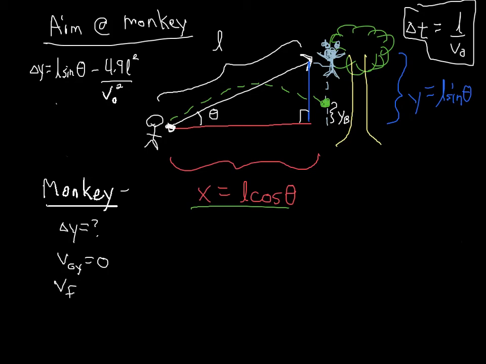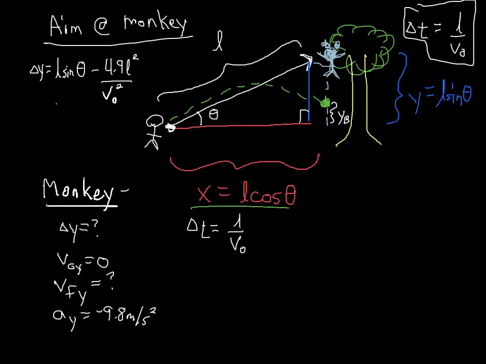We might need to know the final velocity for the monkey. Final velocity, we don't know what that is right now. Maybe we can figure it out. And finally, we know the acceleration of the monkey in the Y direction is going to be negative 9.8 meters per second squared. And last of all, we know the change in time for the monkey is equal to L over V naught. The same change in time that we found for the x direction. So that's the total time that the monkey's falling.